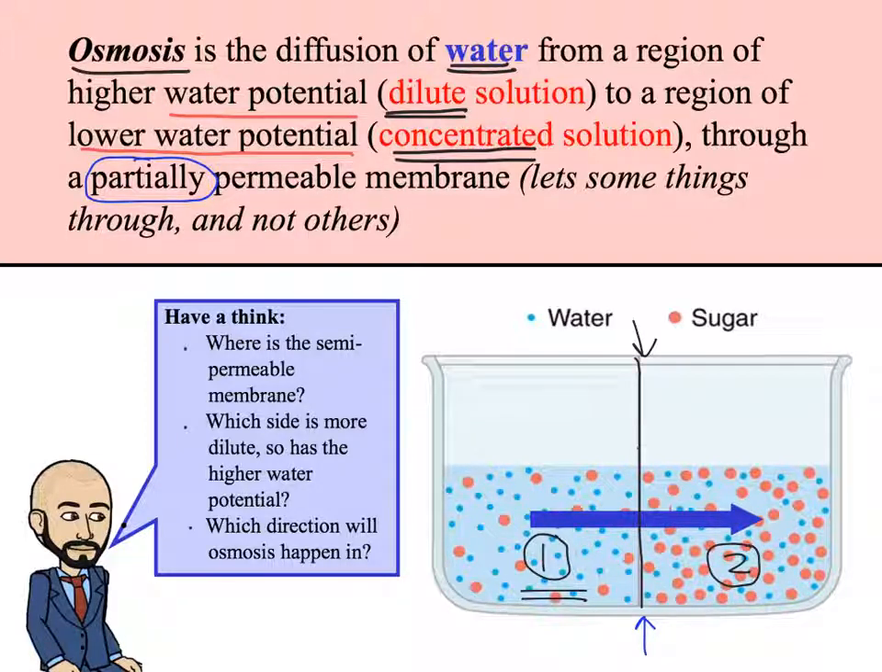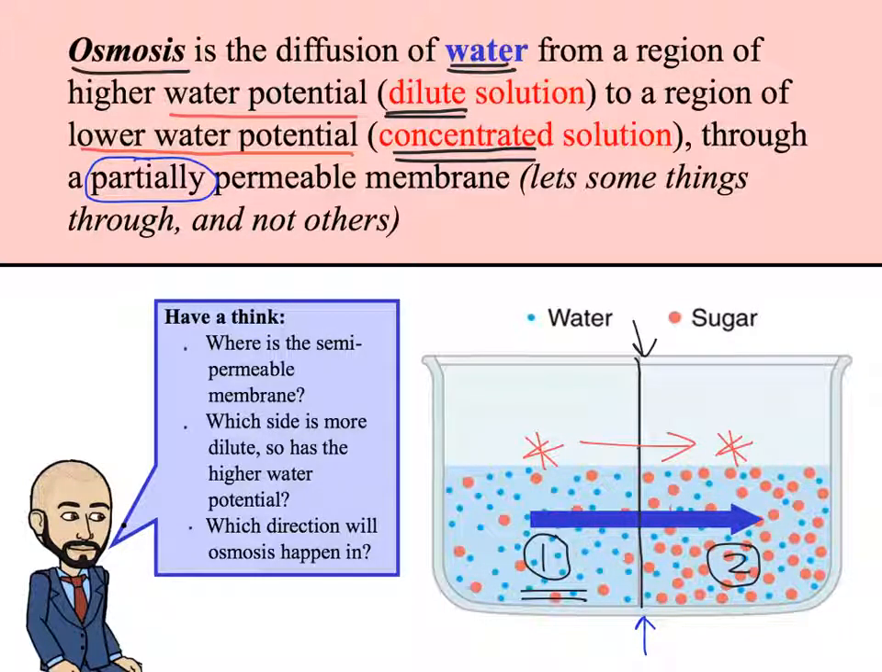And then finally, which direction will osmosis happen in? Well, if we go to the definition, it moves from a higher water potential to lower, so water would move from 1 to 2, as the arrow suggests. There's technically more water on this side and less water on this side, so the water will move across. And that really is it. That's what osmosis is, the diffusion of water from where there's more, ultimately to where there's less.